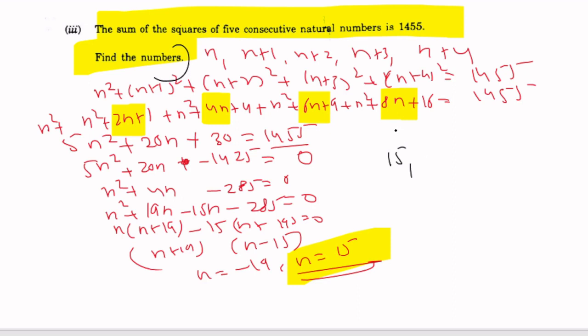Okay, so consecutive 5 numbers, so 15, 16, 17, 18 and 19. These are the 5 consecutive numbers, and this will complete your answer. Let's move to the next question.